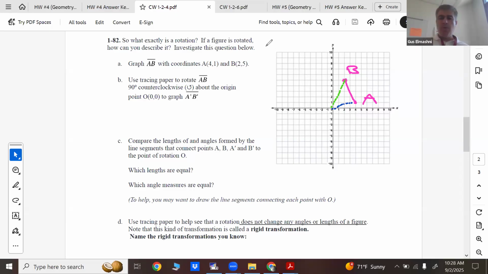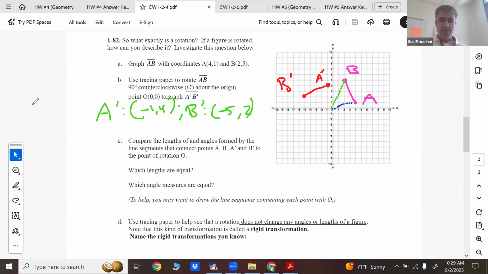But so if you rotate it, where's A prime going to land? Good. It lands at -1, 4. Where does B prime land? Good. Thank you, Kira. So yeah, that's where it lands. So it's going to be at -5, 2 for B prime, and -1, 4 for A prime.